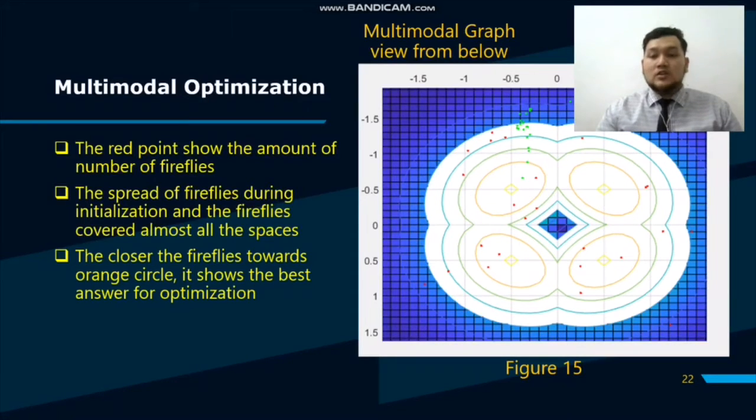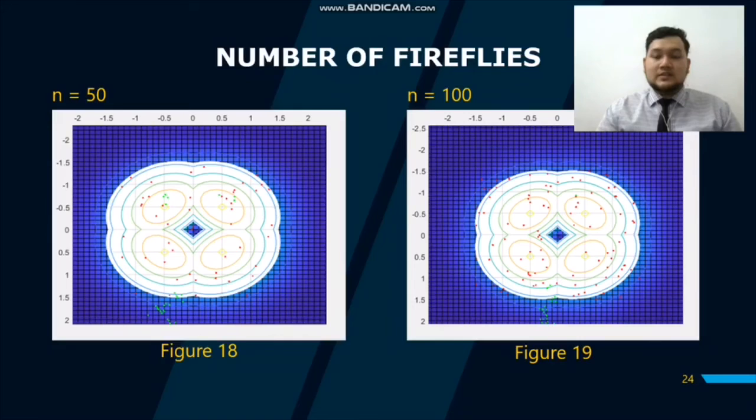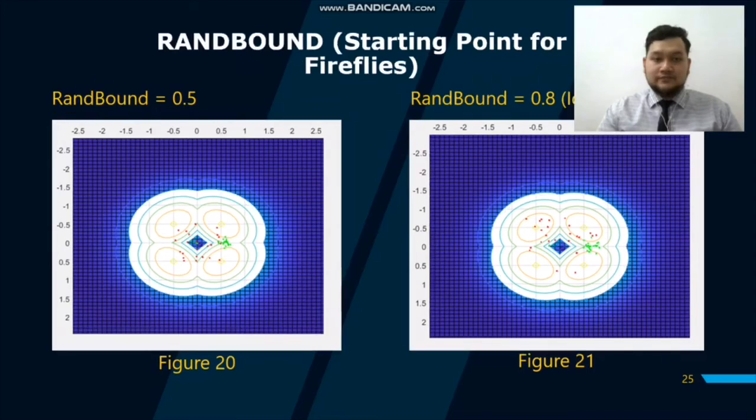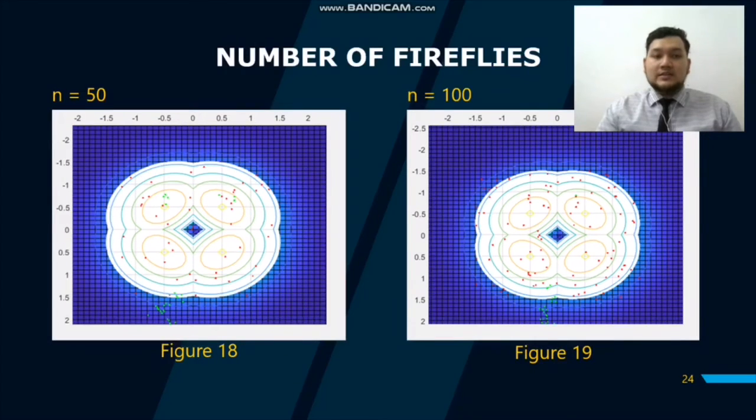Because I don't know the best answer for the optimization, I try to change the parameters in order to find the best answer for the multimodal problem. First, I will change the number of fireflies. This is the graph where I set 4 different numbers of fireflies. As we can see, I choose n equal to 25 as ideal because if we set n equal to 50 and n equal to 100, we can't tell the movement of the fireflies.